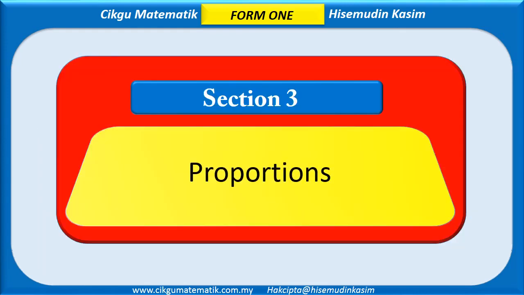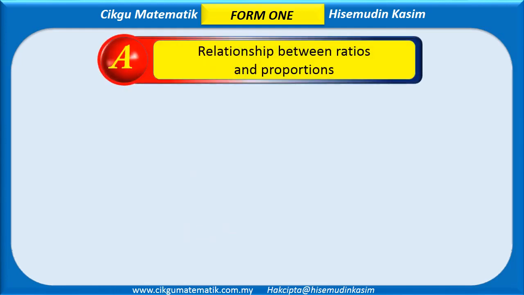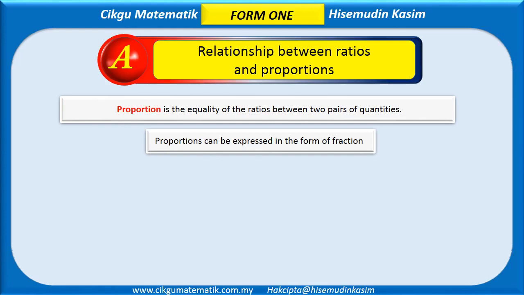Section 3. Proportions. A. Relationships between ratios and proportion. Proportion is the equality of the ratios between two pairs of quantities. Proportions can be expressed in the form of fractions.